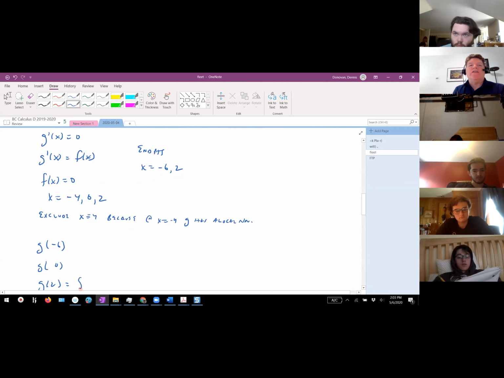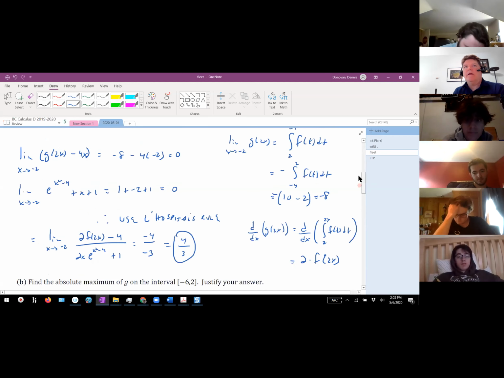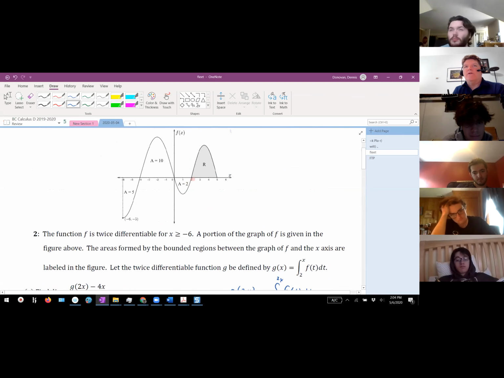So g of 2 is easy, integral from 2 to 2. That's 0. g of 0 is the integral from 2 to 0 of f of t. And that is equal to what? From 2 to 0.